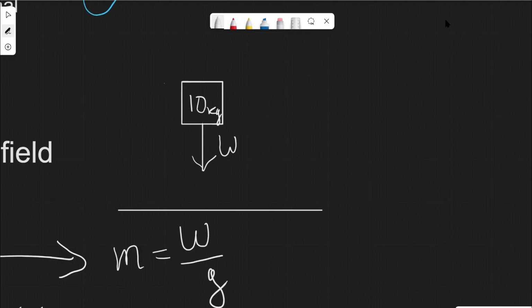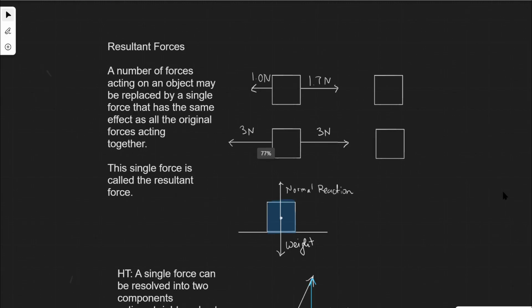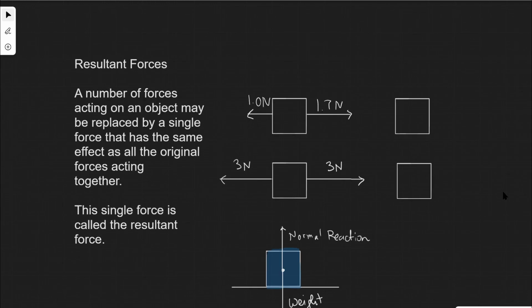Let's also do a small example. So we have a 10 kilogram object. What is the weight of this object? So the weight is just equal to mass times gravitational field strength, which is m times g. The mass is 10. We're going to assume that the gravitational field strength is also 10, which is going to give us 100 newtons. This next concept is extremely important. Let's talk a little bit about resultant forces.